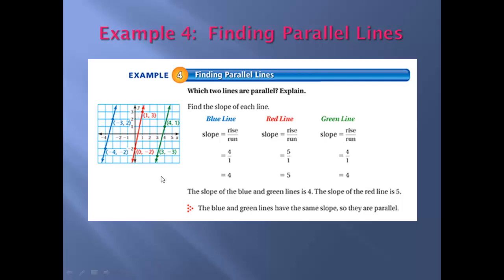For the green line, we start with our first point and go up 1, 2, 3, 4, and then over 1. So it'd be 4 over 1, or 4. So the slope of the blue and green lines is 4. The slope of the red line is 5. The blue and green lines have the same slope, so they are parallel. The red line would not be parallel to the blue and green lines.